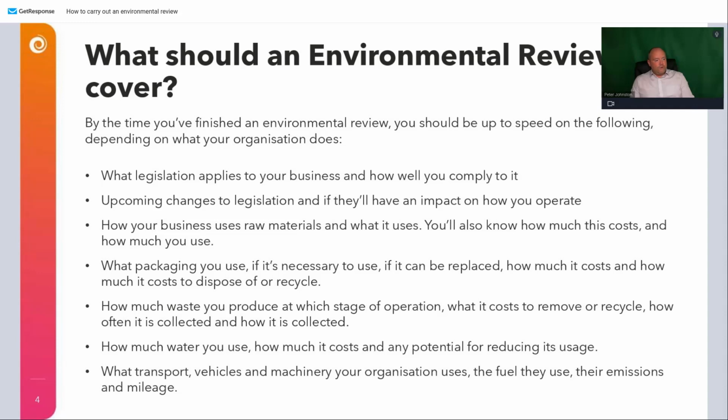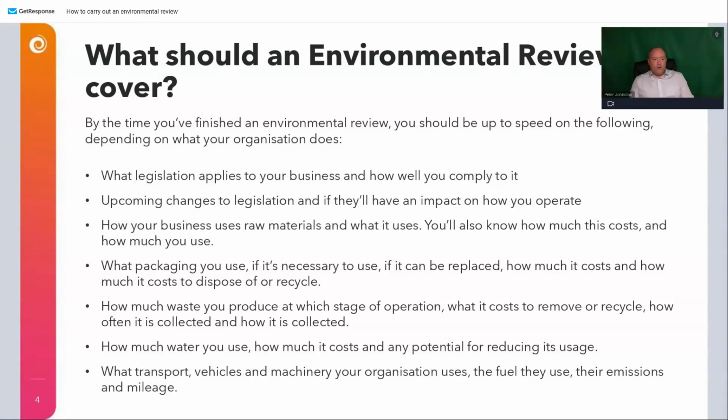So what should it cover? The first thing that I would say is it has to be relevant. So if you have a landfill site that's on the side of a river next to a large housing estate, then the environmental review is going to cover considerably more than if you're an accountant, sole trader working from a home office. So the first thing I would say to everybody is make it relevant.